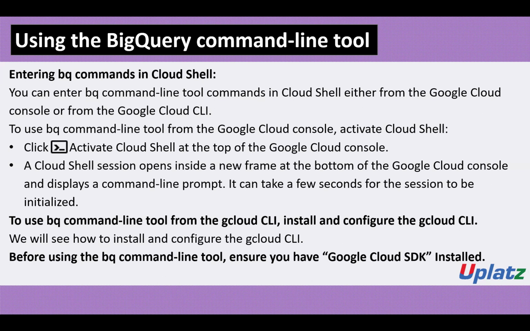To use the BigQuery command line tool from the Google Cloud Console, activate the Cloud Shell. So how do you activate the Cloud Shell? There is a button. Click this one, Activate Cloud Shell, at the top of the Google Cloud Console. A Cloud Shell session opens inside a new frame at the bottom of the Google Cloud Console and displays the command line prompt. It can take a few seconds for the session to be initialized.